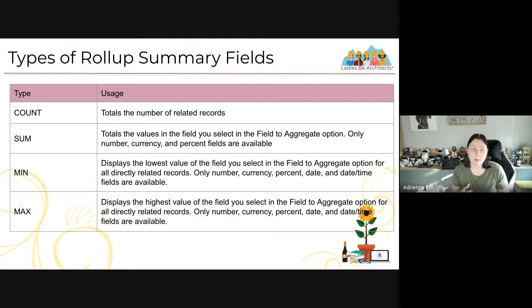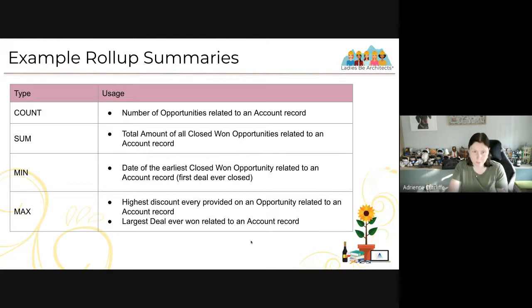And then we have our min and our max. So min and max are essentially the same information, just on different ends of the scale. Min will show you the lowest value in whatever field you select based on the records, and max will show you the highest value. And we'll run through a few examples of those.